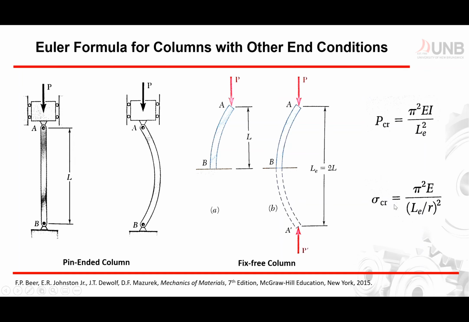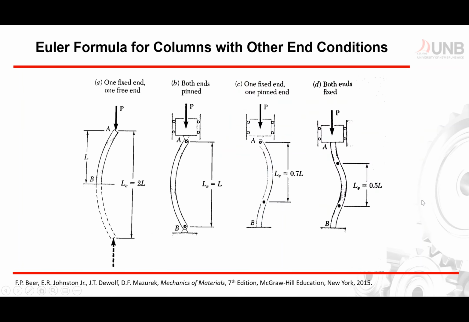And same thing for our stress, which is the critical stress to buckle. So we have pi squared E divided by LE over r, where r is the radius of gyration, squared. So again, we just change LE right here. It depends on our connections, and these are the values right here. So this slide is important for you to solve problems related to columns.